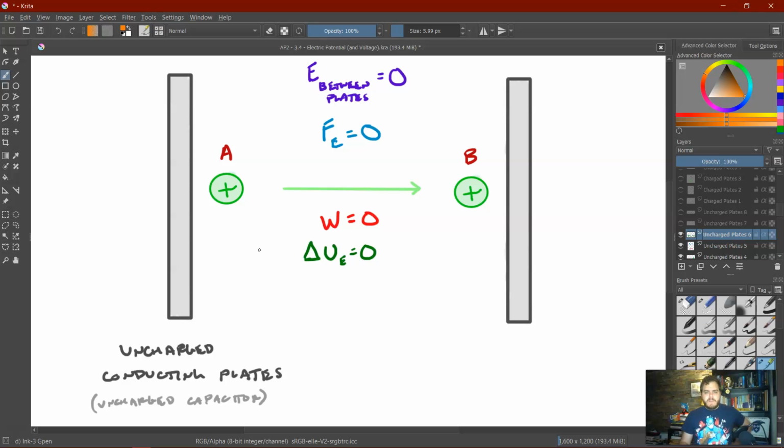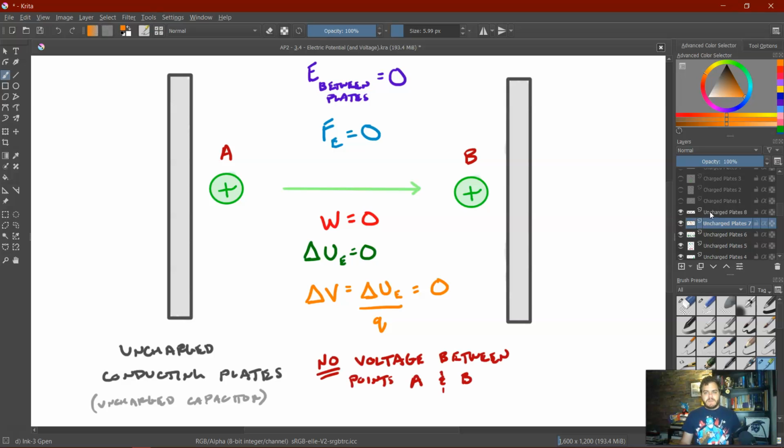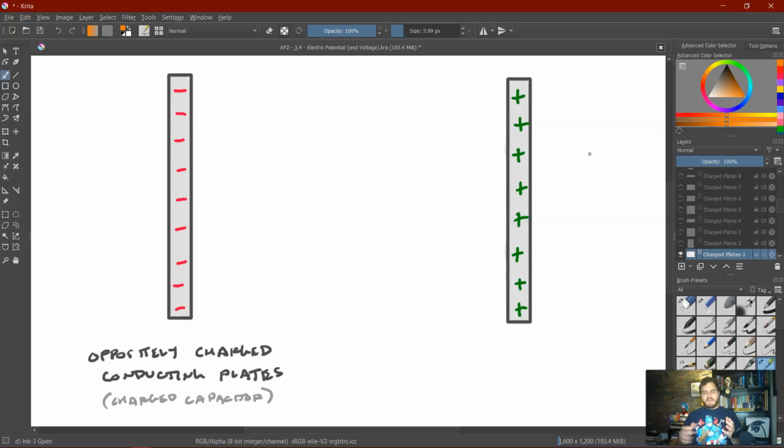Well, then, if we remember that UE is Q times V, well, then V is U over Q. So I could say instead that this delta V, which we're going to call voltage, is equal to delta UE over Q. Well, that's also going to be zero. So in this particular situation, there is no voltage between points A and B. No voltage exists there.